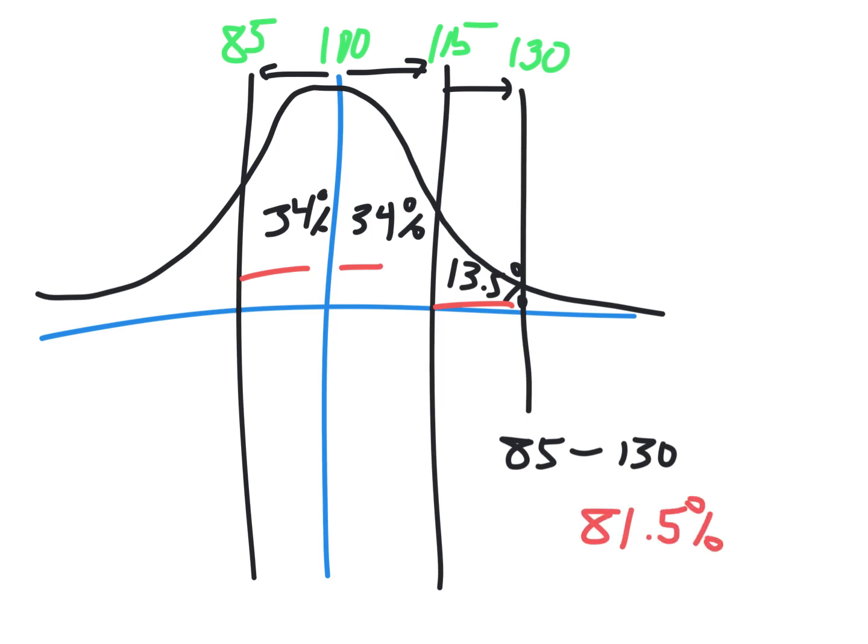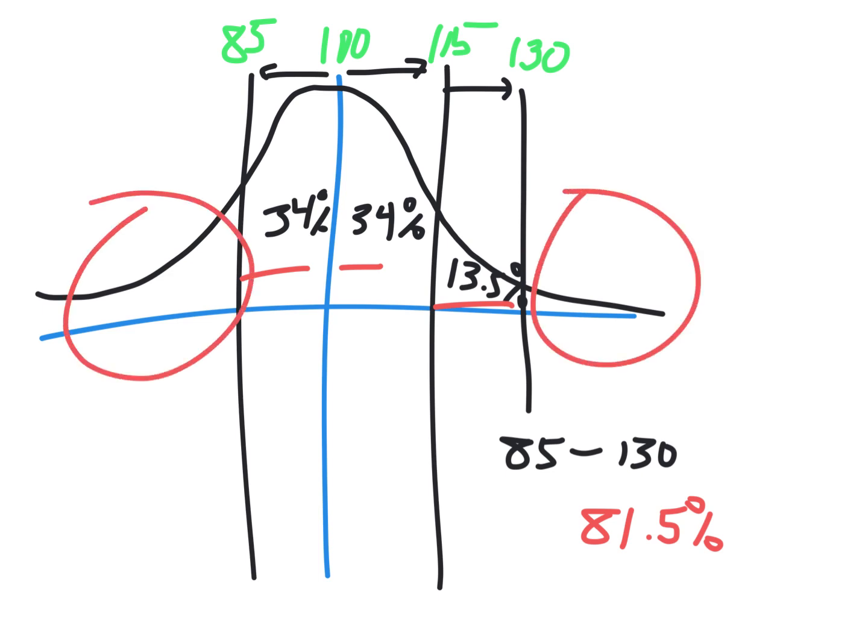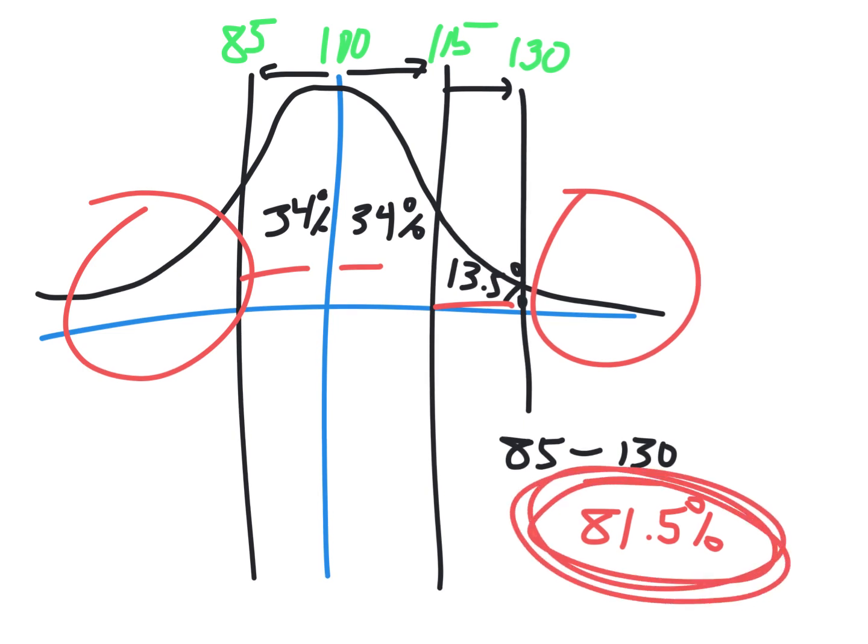Does that mean all the other kids are above that? Nope. That means some of the kids are below it and some of the kids are above it. But 81.5% of the people were in those zones.